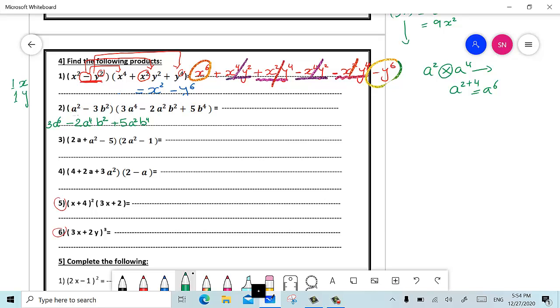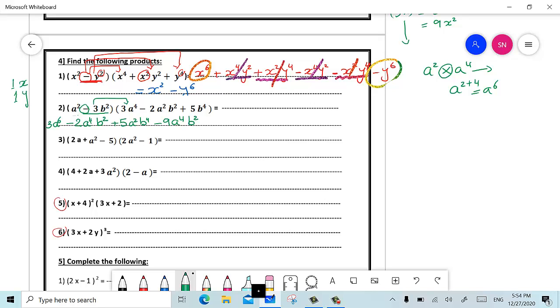After we finished multiplying the first term by all the terms in the trinomial, now I am going to multiply negative 3b squared, and again please don't forget the negative, by 3a to the power of 4. This is going to give me negative 9a to the power of 4 b to the power of 2.